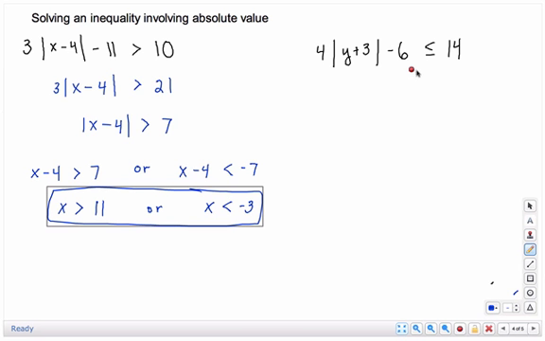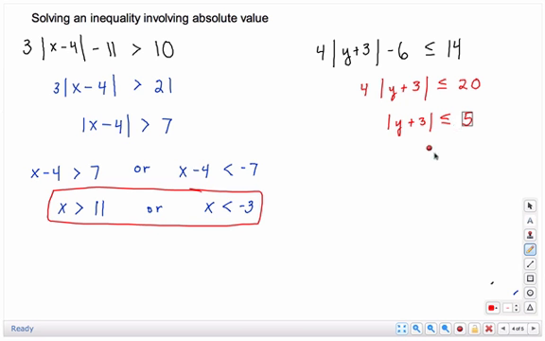Now, we need to do the same thing for this problem on the right. So we need to go ahead and isolate the absolute value first. So we're going to add 6 to both sides. So 14 plus 6 is 20. We're going to divide both sides by 4, and you get the absolute value of y plus 3 is less than or equal to 5.